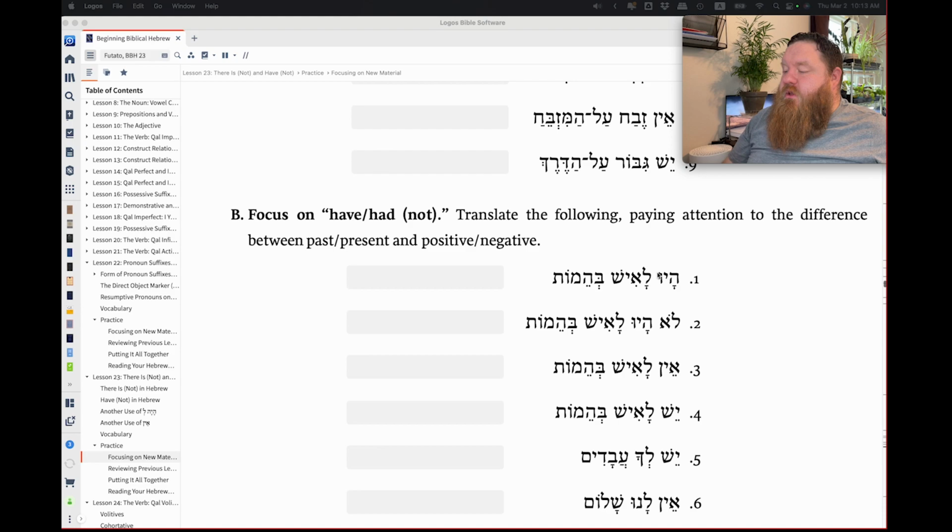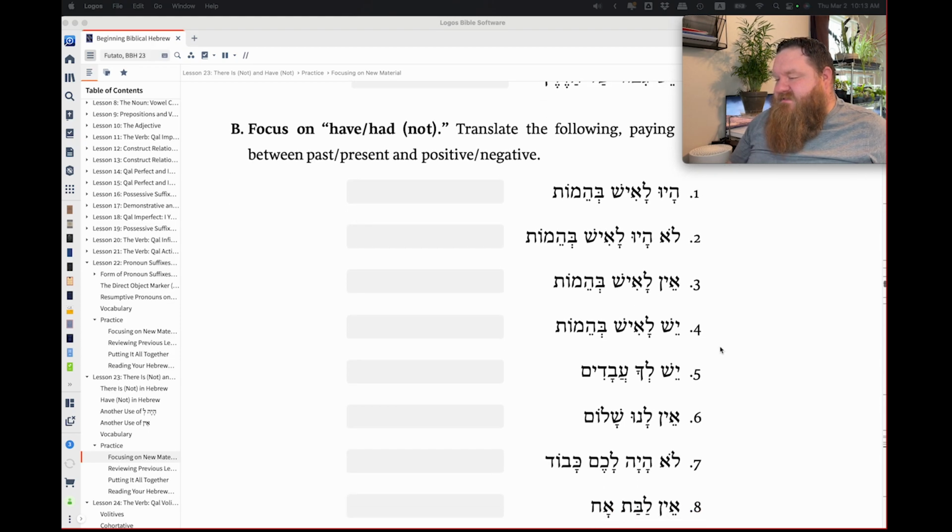So hayu, there were, plural, hayu, there were for the man behemot. This probably means cattle here, behemot. There were cattle for the man. That means that the man had cattle, not the man has cattle. That would be yesh la ish, behemot. But here, the man had cattle, past tense. Lo hayu la ish behemot. There were not cattle. There were not for the man cattle. The man didn't have cattle, past tense. All right, ein la'ish behemot, that would mean there is not cattle for the man. So he doesn't, present tense, he doesn't have cattle. And then, of course, the positive present tense, there is for the man cattle. The man does have cattle.